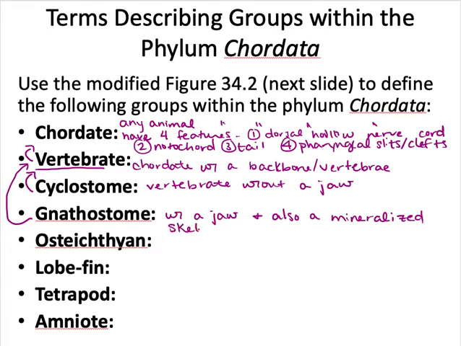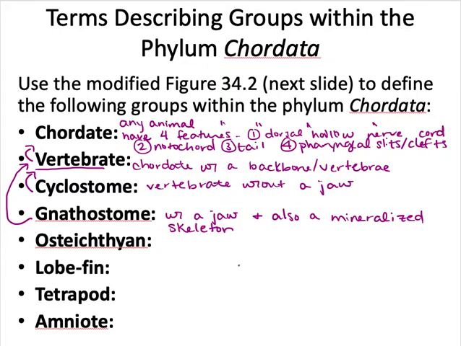The skeleton isn't really a bony skeleton. The first gnathostomes include sharks and rays, and they have a cartilage skeleton. But the cartilage skeleton is fortified with minerals, so it's a little bit tougher than just raw cartilage tissue.